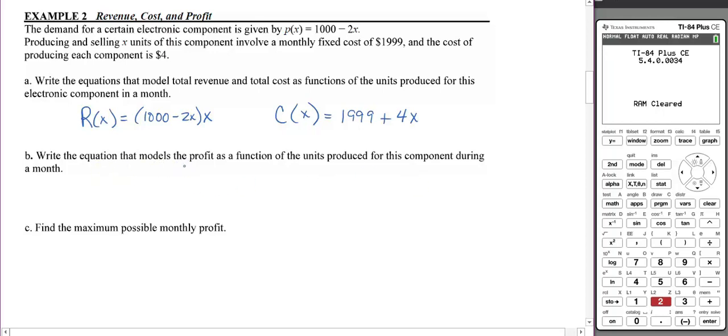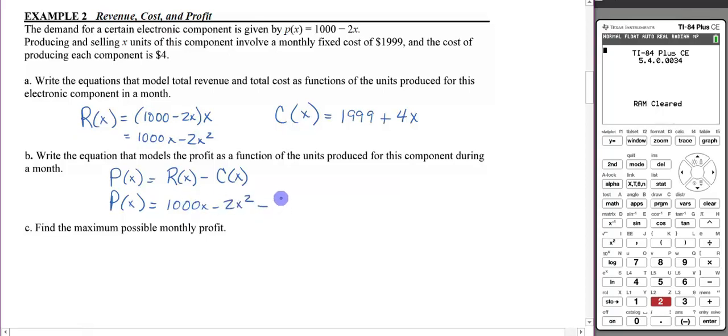Write the equation that models the profit as a function of the units produced for this component during a month. Well, your profit is going to be the revenue brought in minus the cost. So we're simply taking the R of x function, which simplified is 1,000x minus 2x squared, minus all of the C of x function. So make sure to put that in parentheses.